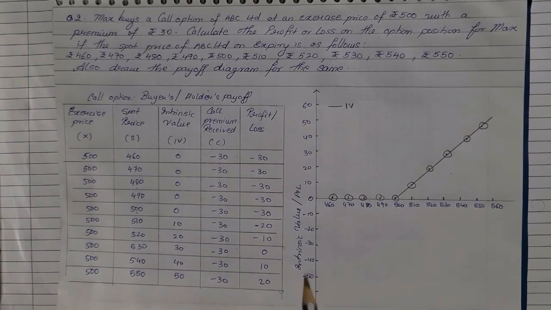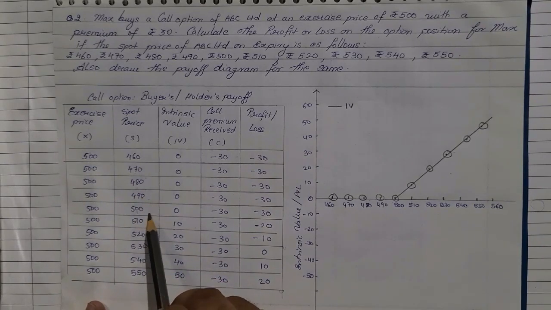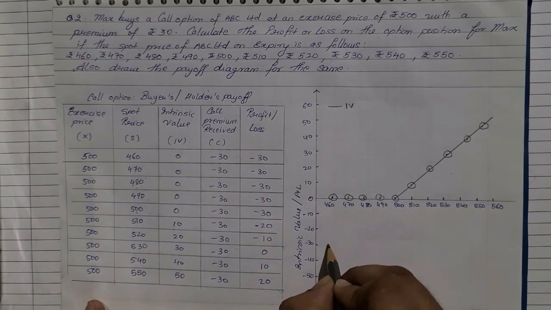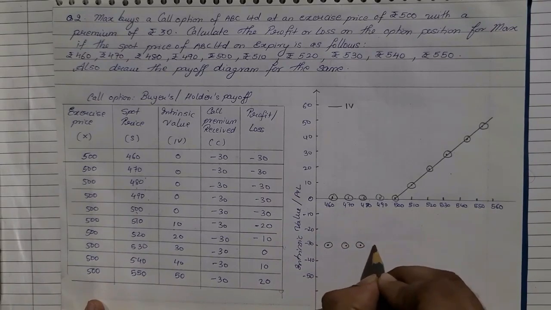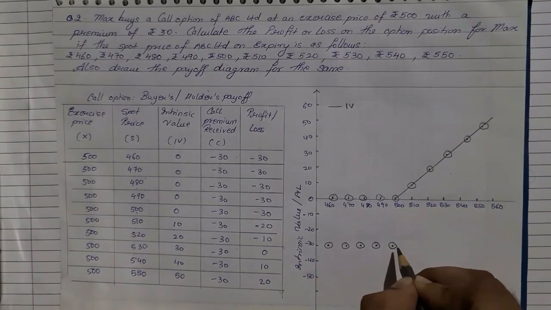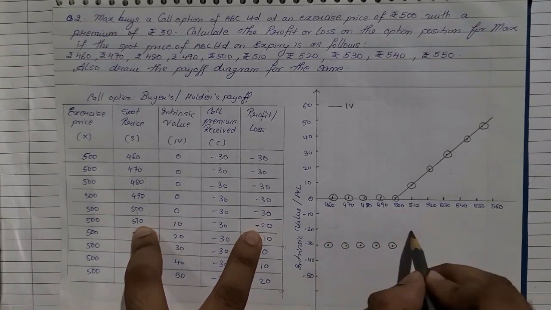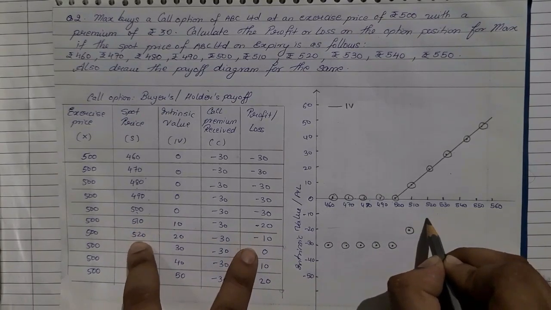profit and loss. When your spot price was 460, 470, 480, 490 and 500, the profit and loss was negative 30 each. Now, at 510, your profit became negative 20, so we'll mark that as 510 at negative 20. Then it became negative 10 at 520, so we will take that as 520.